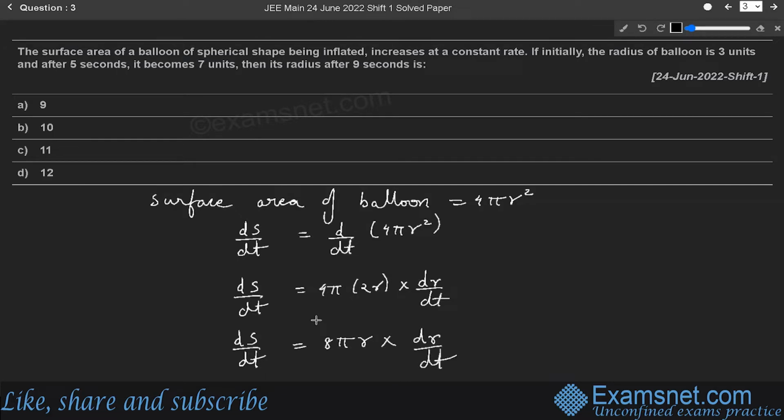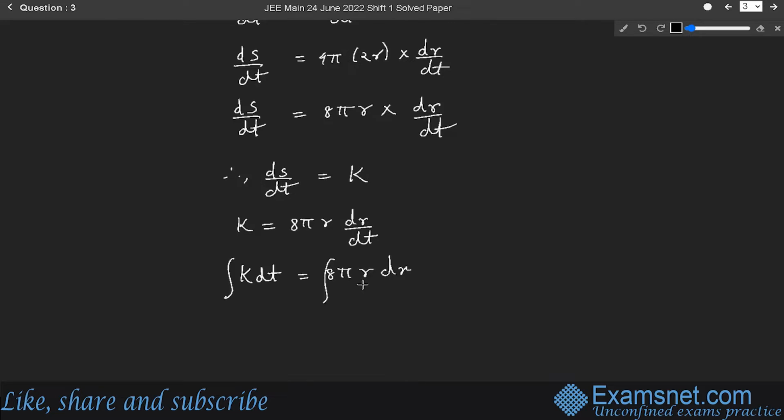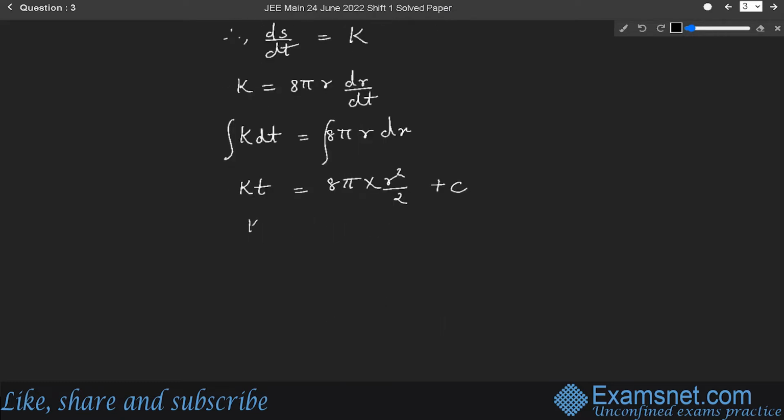It is given that the surface area of the balloon is increasing at a constant rate. So we can say that ds upon dt will be equal to a constant, let us say k. Therefore, k will be equal to 8 pi r into dr upon dt. So k dt will be equal to 8 pi r dr. On integrating both the sides, we get kt is equal to 8 pi into r square upon 2 plus c. Or it can also be written as kt is equal to 4 pi r square plus c. Let this be equation number 1.